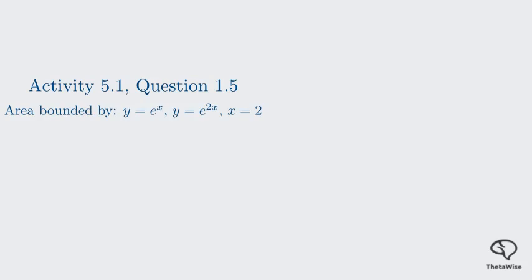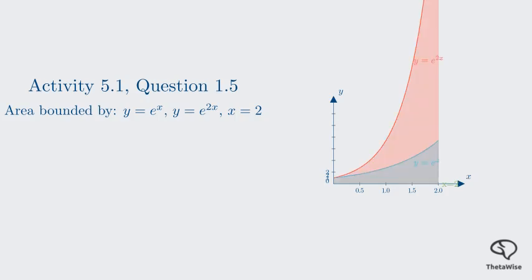As always, the sketch is our starting point. Let's see what these graphs look like. Both are exponential growth functions that pass through the point 0, 1. The graph y equals e to the 2x grows much faster than y equals e to the x. The given boundary is x equals 2. The area we need to find is bounded by these three curves. It's the region between the two exponential curves, from x equals 0 to x equals 2.